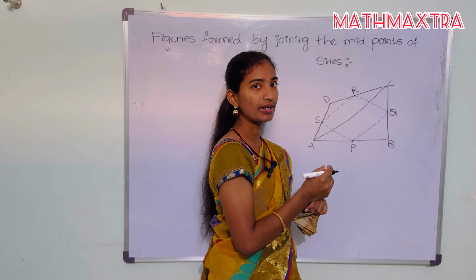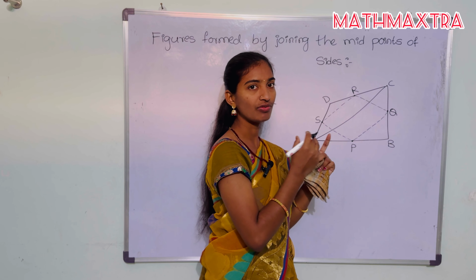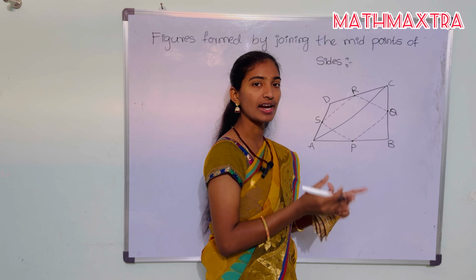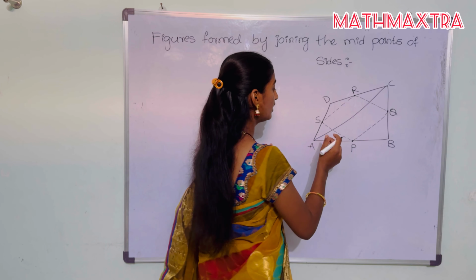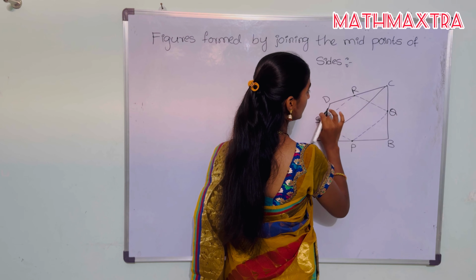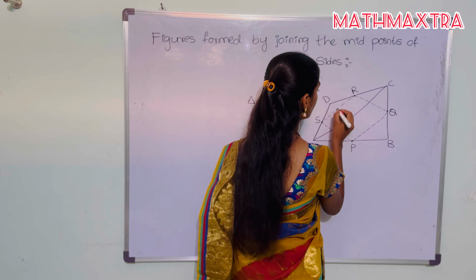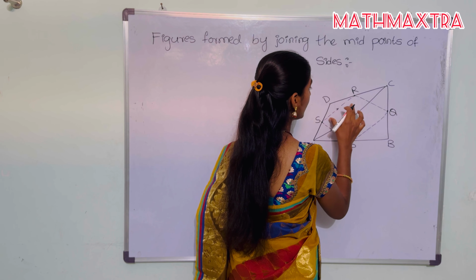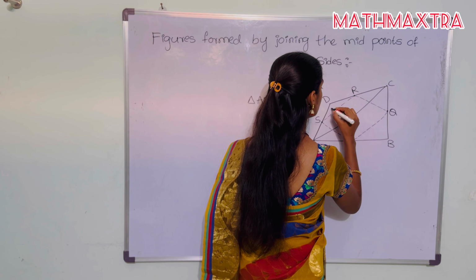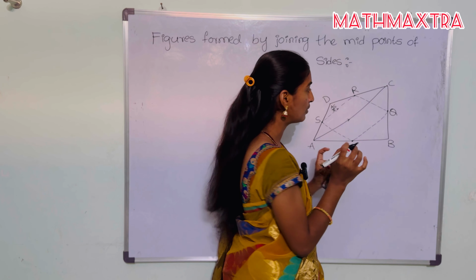We have a property that in a triangle, if you join the midpoints of two sides, that line segment will always be parallel to the third side and exactly half of it. So in that way, we are joining the midpoints of these two sides and this is automatically parallel to AC, isn't it? This line segment is exactly half of it, which is nothing but AC by 2. Yes, this length is AC by 2.